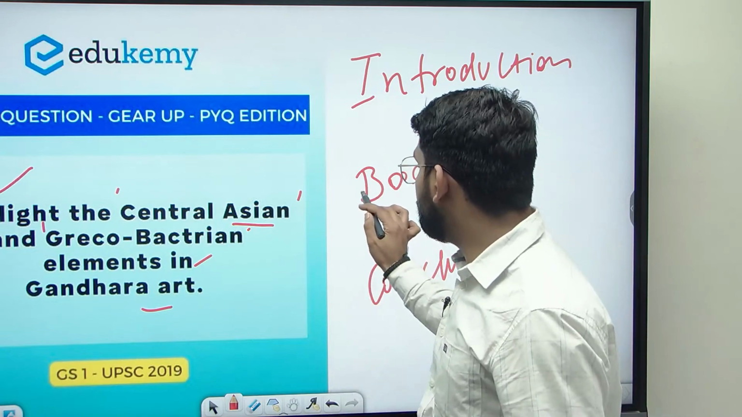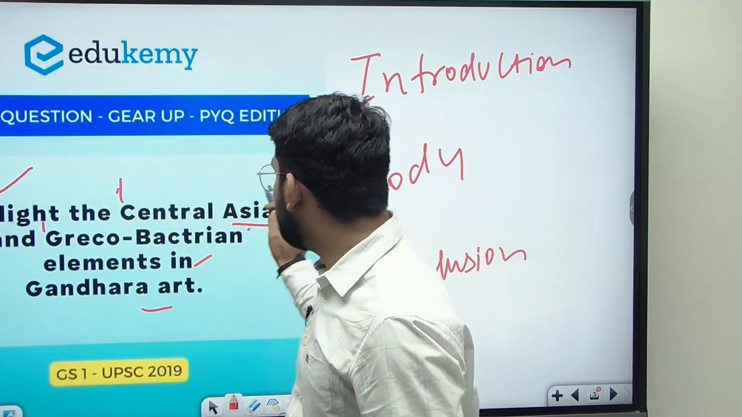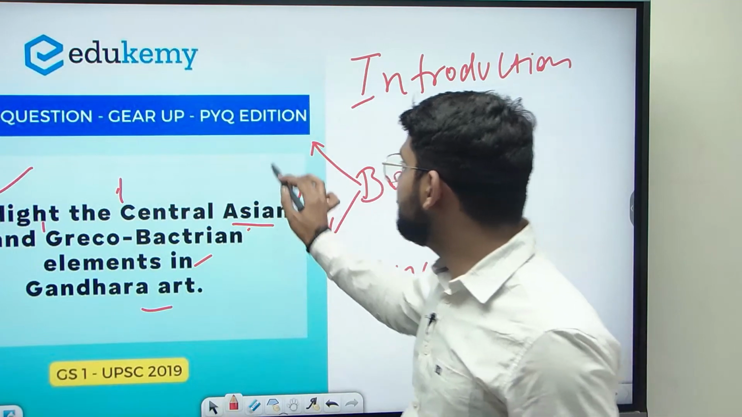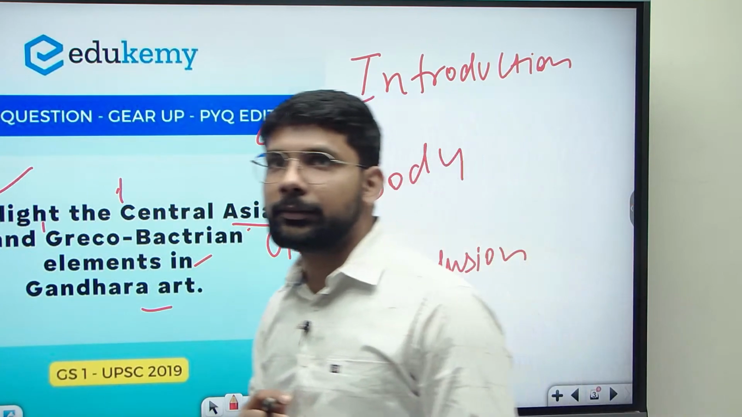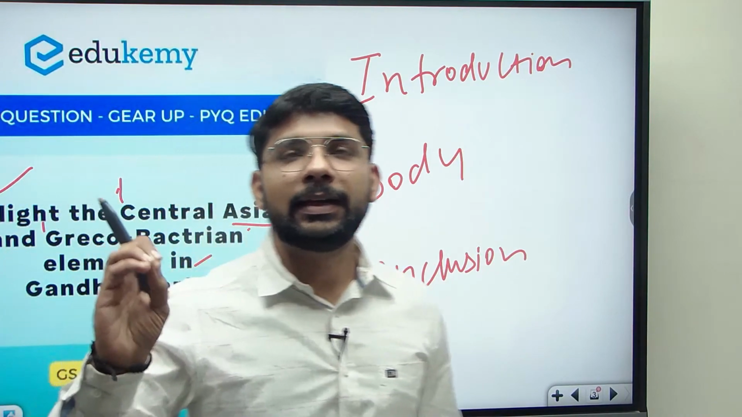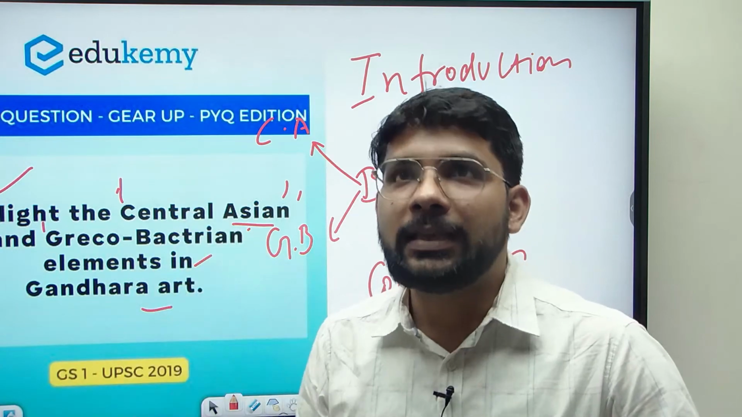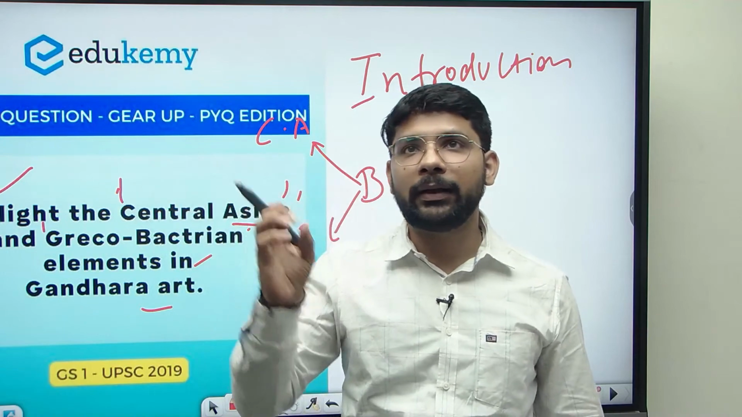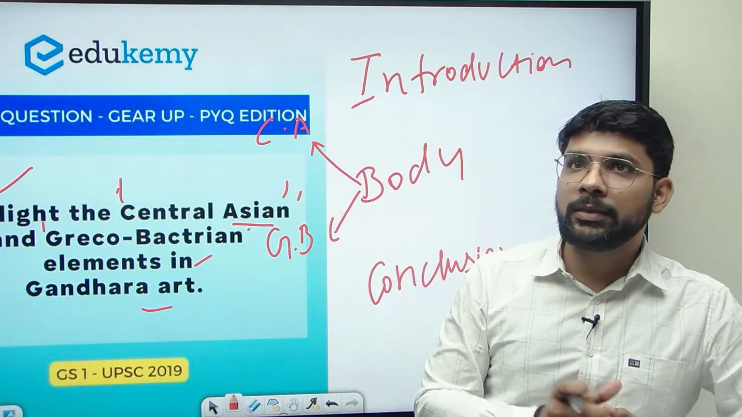So in the body part, we need to write two dimensions, because the question is asking about two dimensions. One is the Central Asian component, and second is the Greco-Bactrian component in Gandhara art. I hope the question is clear to you. In another way we can say Gandhara art is the combination of Central Asian character as well as the Greco-Bactrian element.